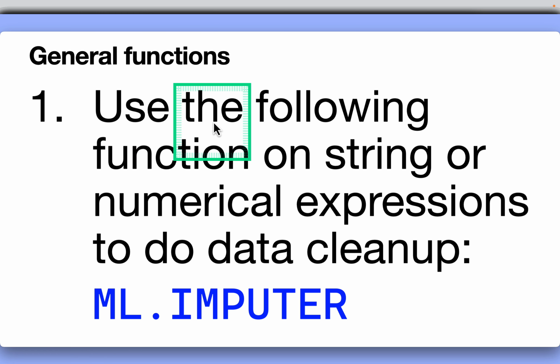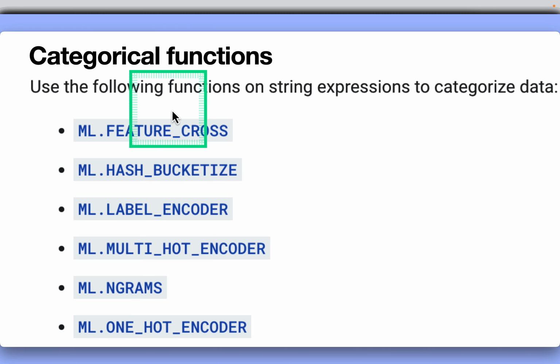First are general functions on string or numerical expressions to do any kind of data cleanup. For example, there is ml.imputer, for string or numerical expressions. Next we have this, just to be aware of. I will not be going into too much detail.